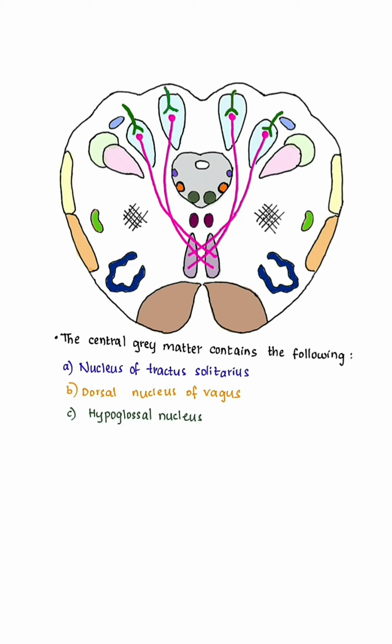Central gray matter. It consists of the following nuclei: nucleus of tractus solitarius, dorsal nucleus of vagus, hypoglossal nucleus. You can see the hypoglossal nucleus. It is present close to the midline. It lies in ventromedial position. These are pyramids. This is ventral side, dorsal side. Dorsal nucleus of vagus lies dorsolateral to hypoglossal nucleus. Nucleus of tractus solitarius lies dorsolateral to dorsal nucleus of vagus.